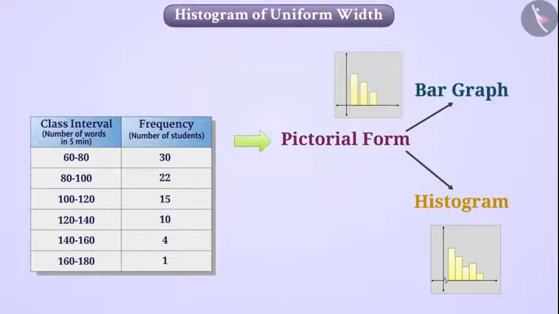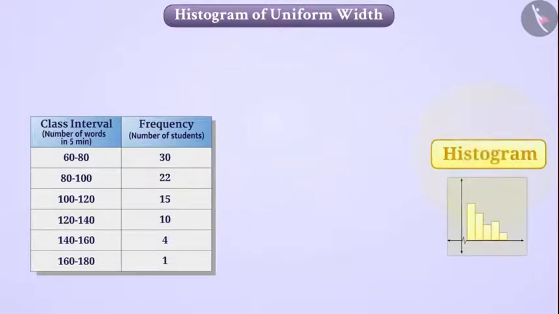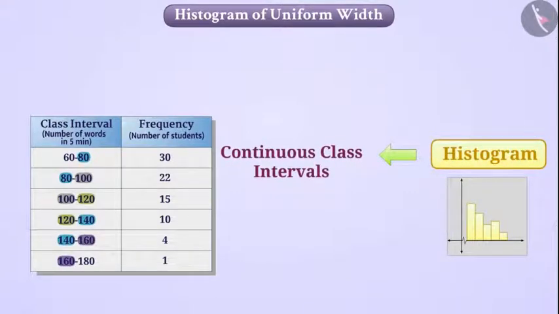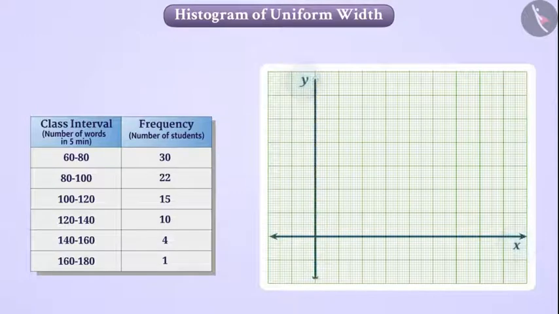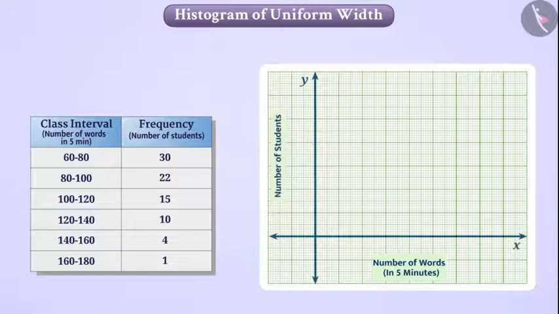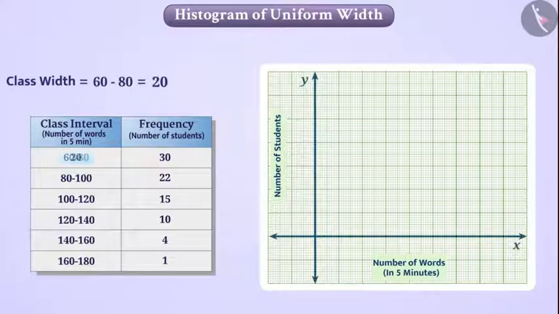Let me tell you. Histograms are an appropriate means to represent continuous class intervals. Therefore, we will represent these figures as histograms. First, draw the x-axis and y-axis on graph. On the x-axis, we will take the number of words typed in 5 minutes and the number of students on the y-axis. Here, the class width of all class intervals is the same, which is 20 words.